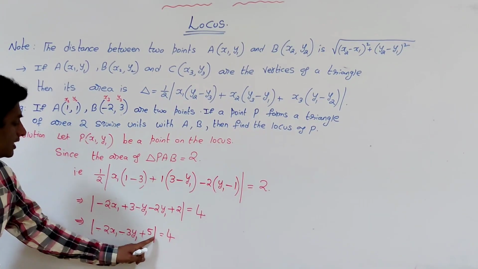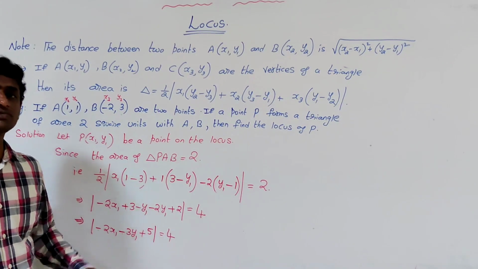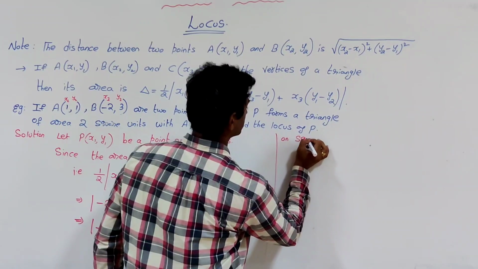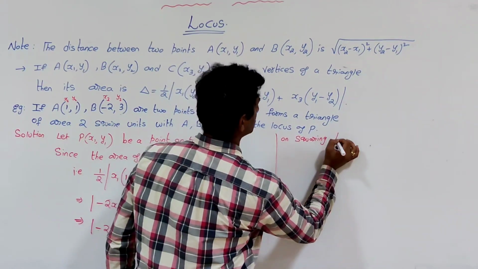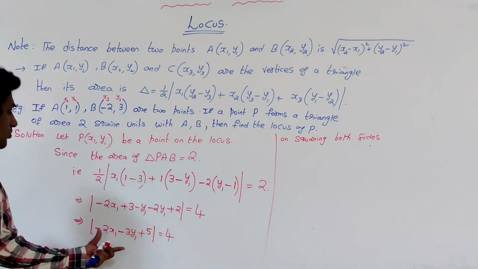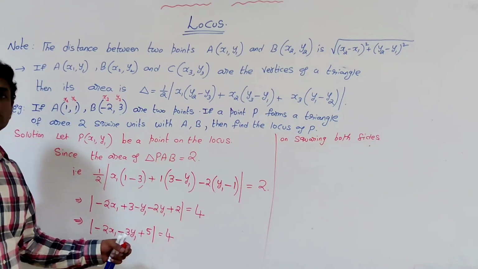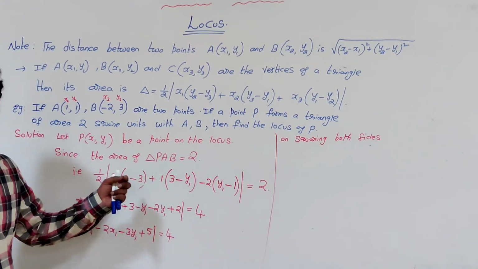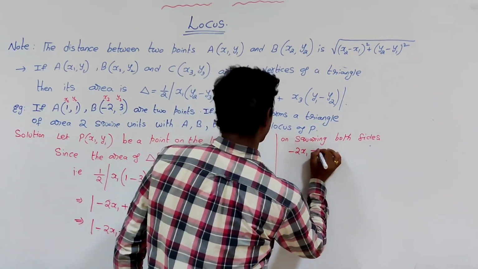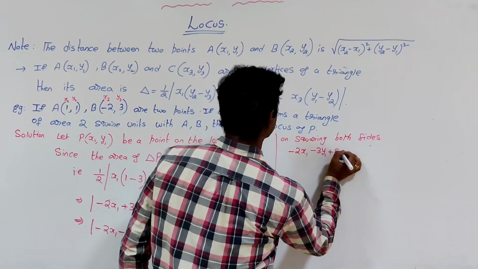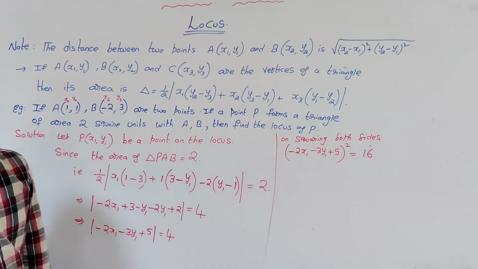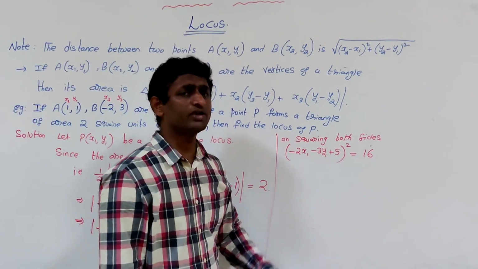Now as it is a modulus, in order to remove this modulus we can go for squaring on both sides. If I remove the modulus, it should be plus or minus, but squaring both sides means it is always positive. So it will be (minus 2x1 minus 3y1 plus 5) whole square is equal to 16, because 4 square is 16. Now it is in the form of (a plus b plus c) whole square.